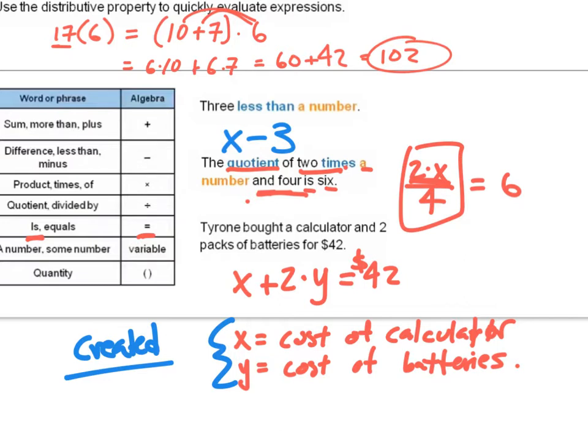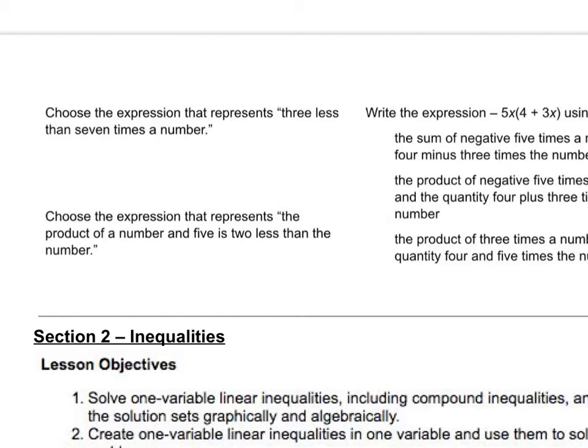All right, let's finish this. Okay, on this last one, it says choose the expression that represents 3 less than 7 times a number. So let's just write that. 3 less than 7 times a number. So I'm going to do 7x minus 3. Okay? 3 less. When you see that, that's always subtracting a 3. And that usually goes on the right side.